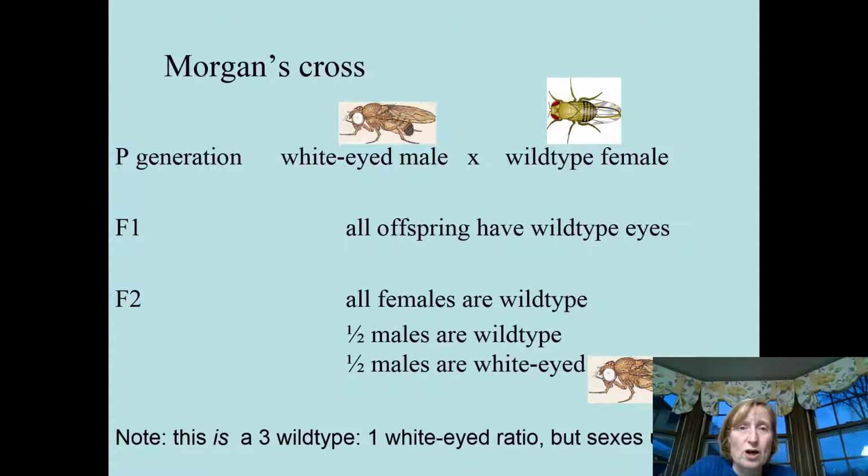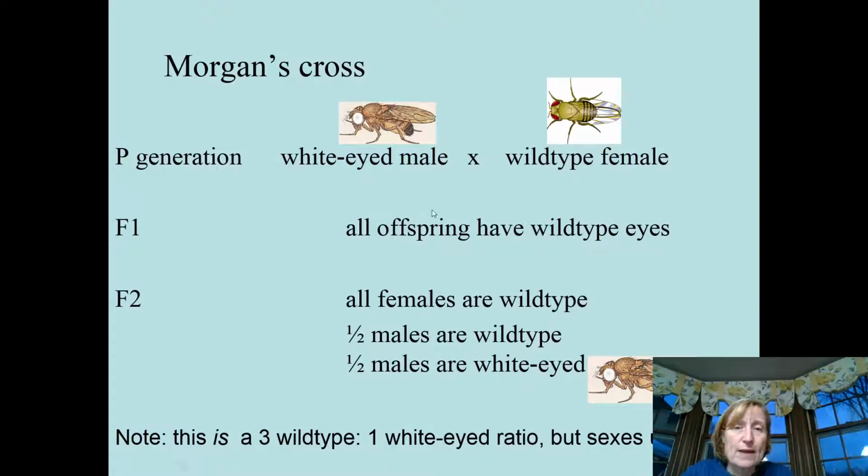This is just one of his crosses, but this is what he did. And we've got our parent generation, our first generation, and our second generation listed here. These are our cute little parents. Our parents are true breeders, okay? They come from a true breeding stock, if you will. He decided to cross a white-eyed male with a wild-type female. And he looked at the offspring. After the first generation, all of the offspring had wild-type eyes. Okay, that makes sense. Probably the mutation is recessive, and the wild-type allele is dominant.